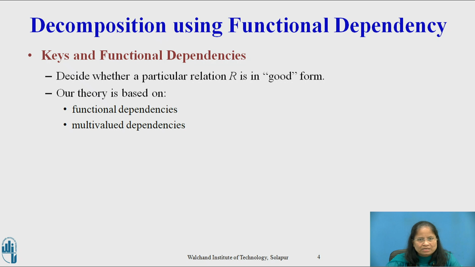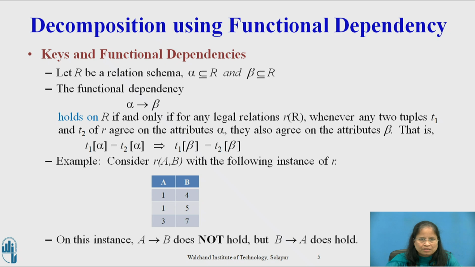Decide whether a particular relation R is in good form. In the case that relation R is not in good form, decompose it into a set of relations R1, R2 and so on up to Rn, such that each relation is in good form and the decomposition is a lossless join decomposition. Our theory is based on functional dependencies and multivalued dependencies.